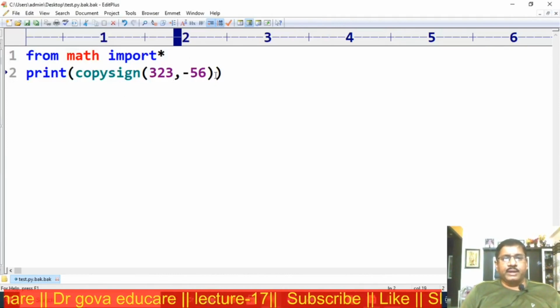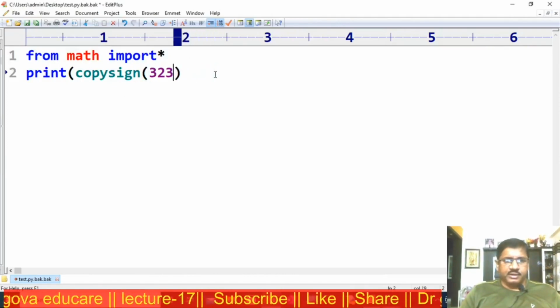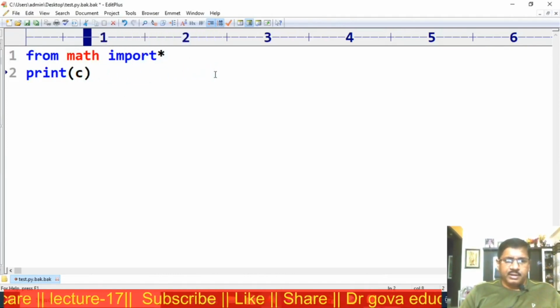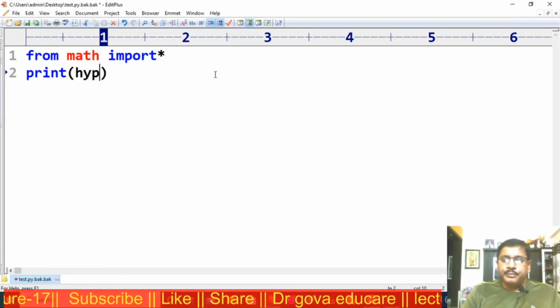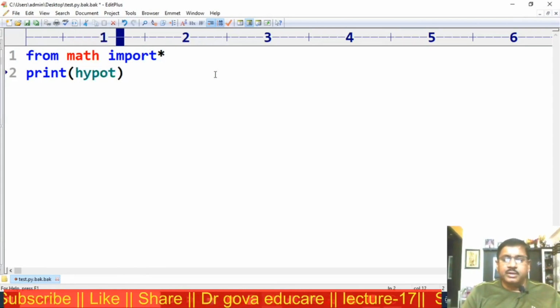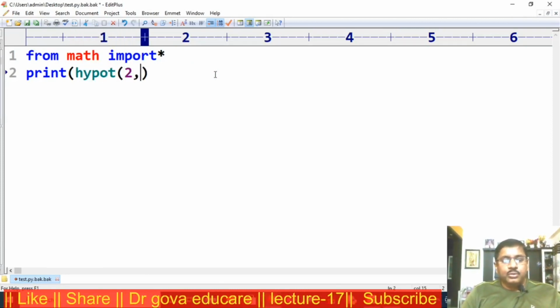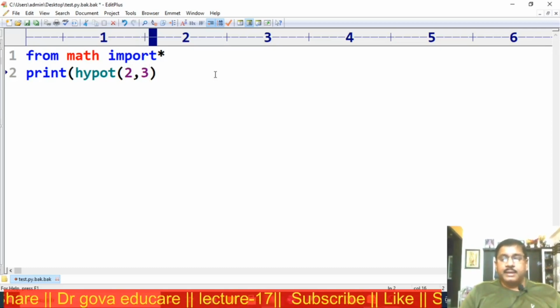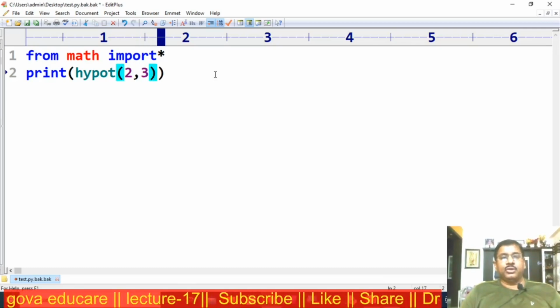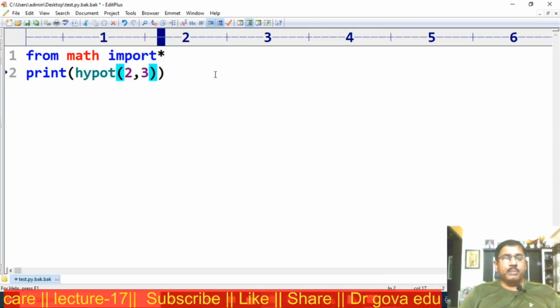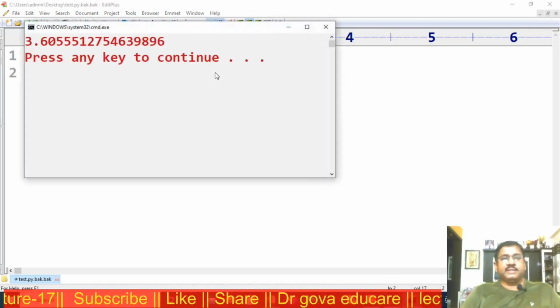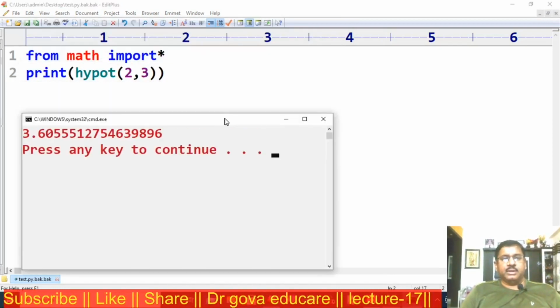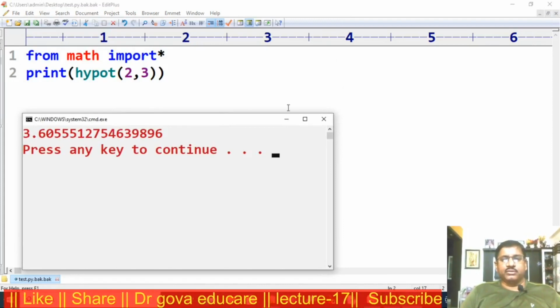Now I want to find the hypotenuse function, the Euclidean norm. Hypot of 2 comma 3 gives the square root of 2 square plus 3 square. This is the value, 2 square plus 3 square.